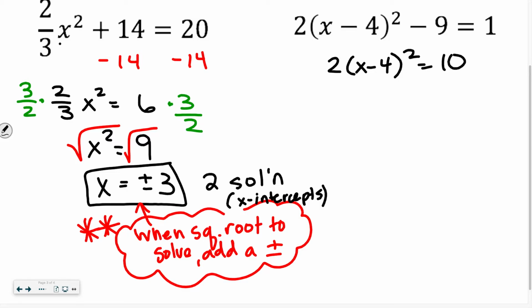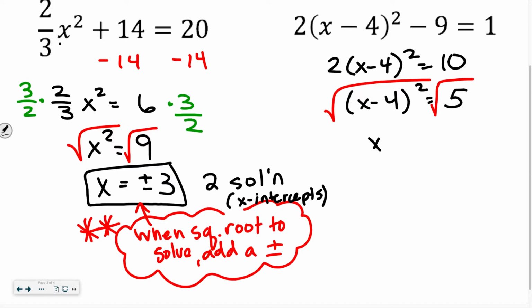And that goes against our whole goal of isolating x. We're trying to peel away the things from x, not do more stuff to x. So we want to move it to the other side. So I like what she said: divide by 2. So what does this give me? 5. And then I can do what? Square root. Star, circle, highlight, note: when you square root to solve, you better add a plus or minus.